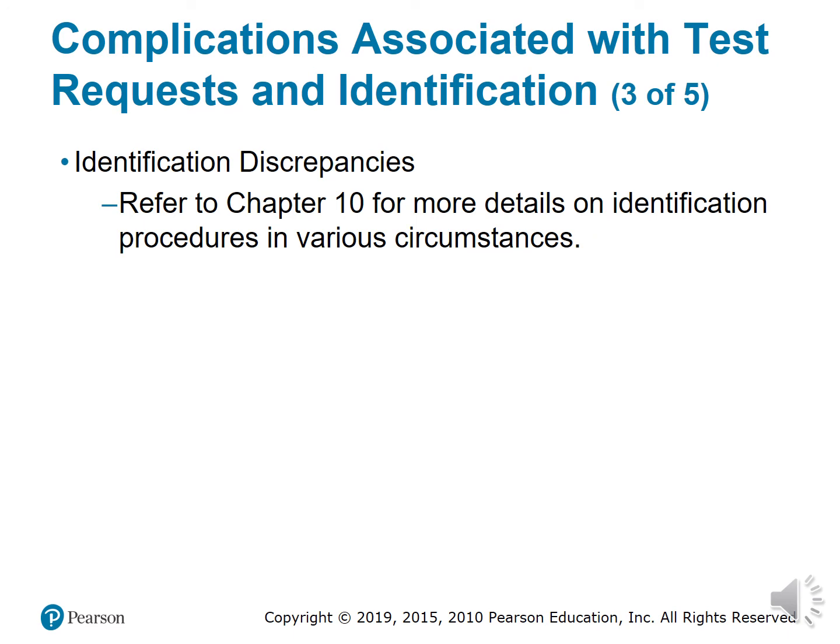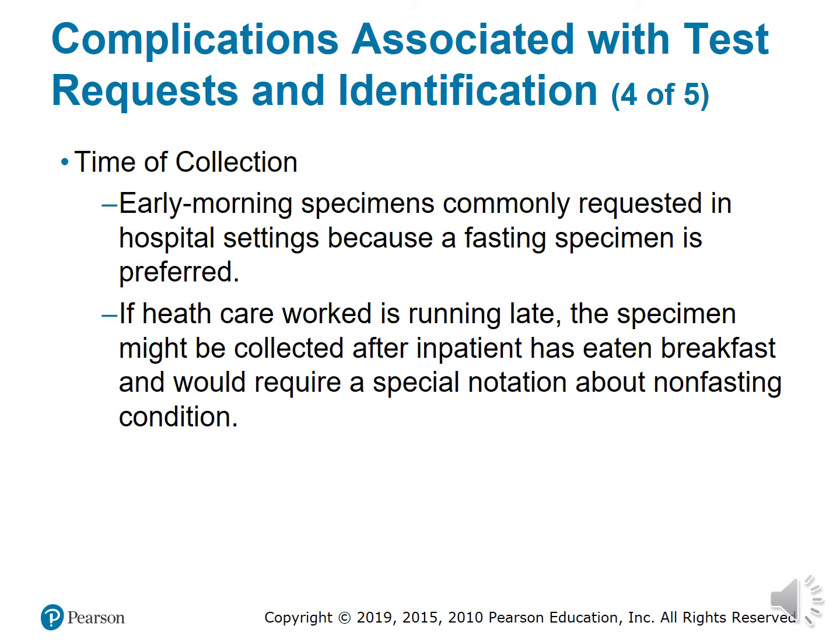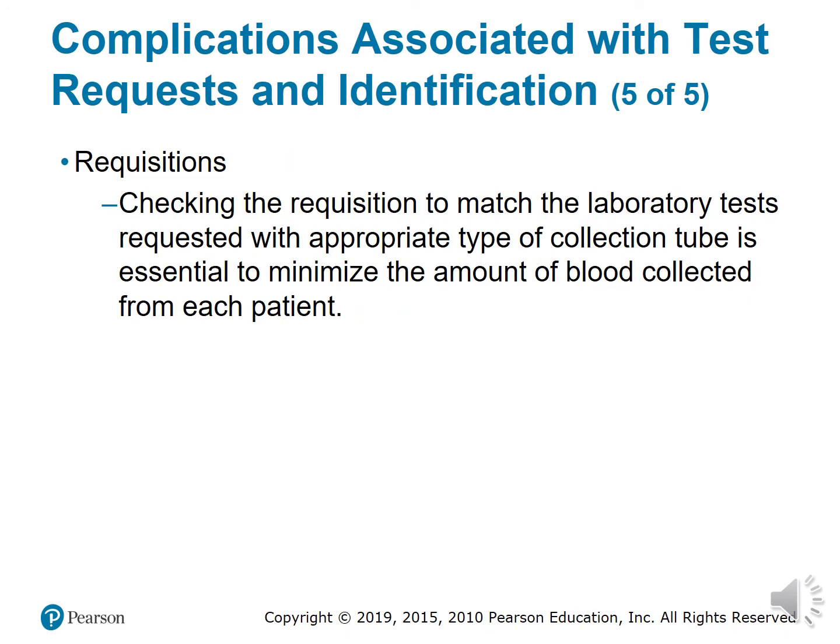Refer to chapter 10 for more details on identification procedures in various circumstances. Time of collection: an early morning specimen is commonly requested in hospital settings because a fasting specimen is preferred. If a healthcare worker is running late, the specimen might be collected after the inpatient has eaten breakfast and will require a special notation about non-fasting conditions. On the requisition, checking the requisition to match the laboratory test required with the appropriate type of collection tube is essential to minimize the amount of blood collected from the patient.